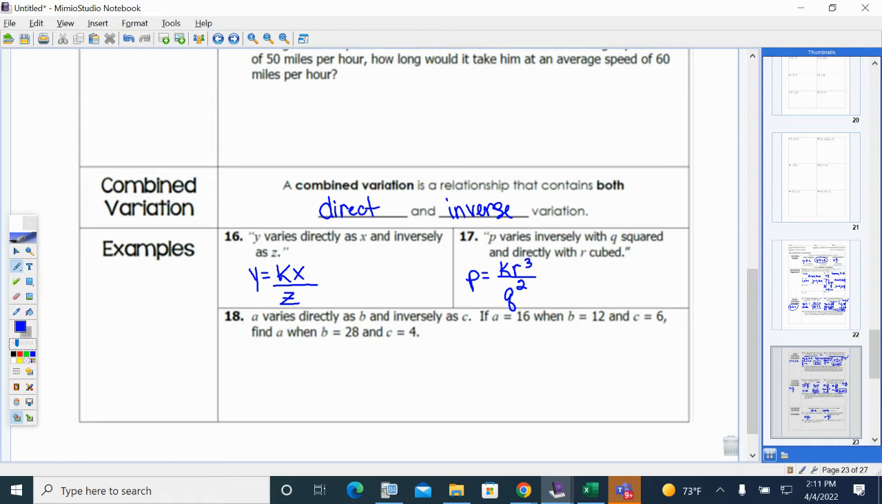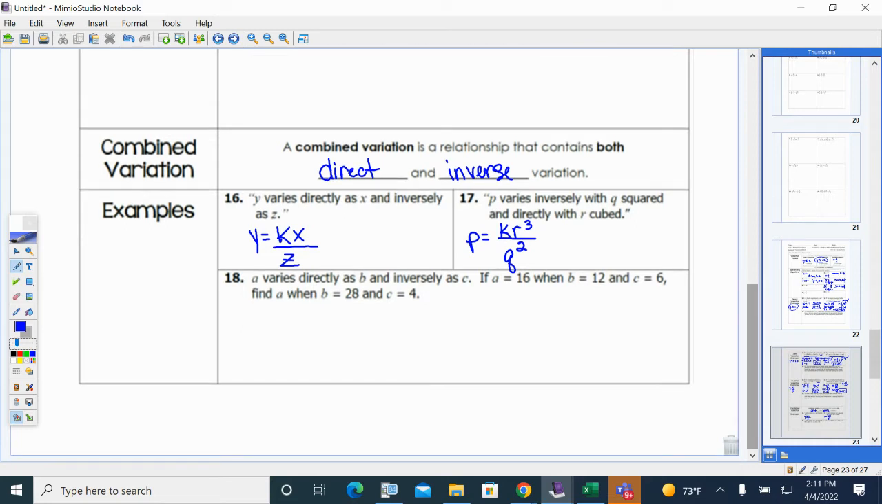Now let's look at number 18. It says that A varies directly as B and inversely as C. If A equals 16 when B equals 12 and C equals 6, find A when B equals 28 and C equals 4. So this one is very similar to all of the other word problems that we've been working on. We first have to write the rule. It says A varies, so A equals directly as B, so K times B, and inversely as C. So C is what goes in the denominator.